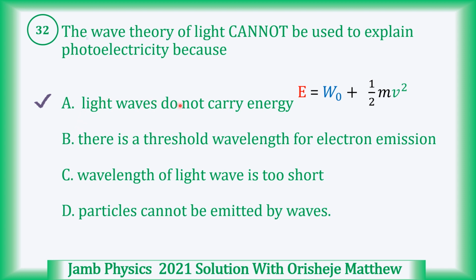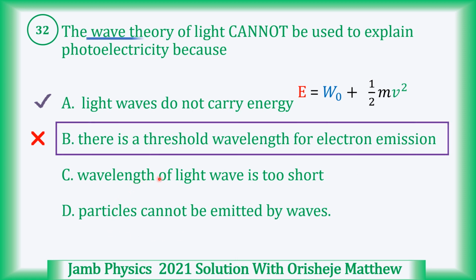Light waves do not carry energy. No, there is a threshold wavelength for electron emission. Then the wavelength of light is too short. The particle cannot be emitted by wave. So if you look at all these, light does not carry energy. Light carries energy. That can be explained by the light component.